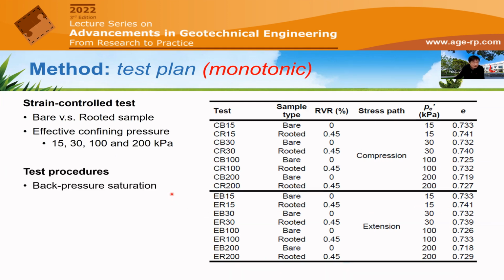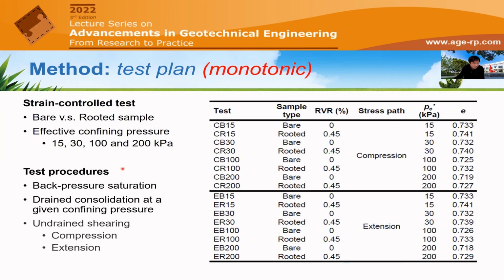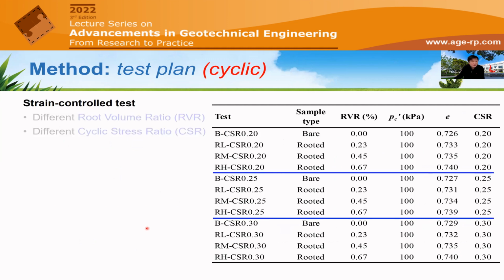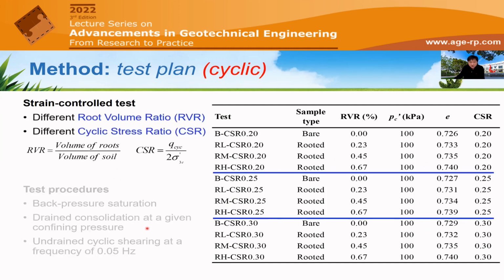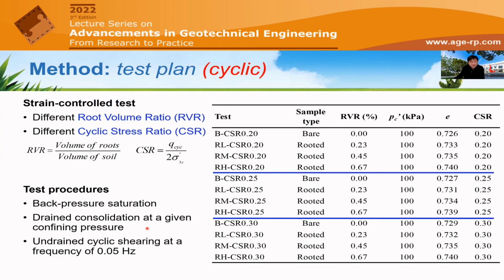The test procedure is again very standard for a saturated shearing test, which is a back pressure saturation, and then we consolidate the material to the effective confining pressure that we wanted, and then apply drained shearing under a strain control condition by applying this compression or extension. That is the standard procedure in our tests.